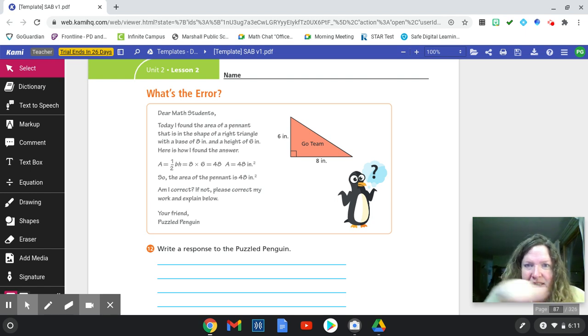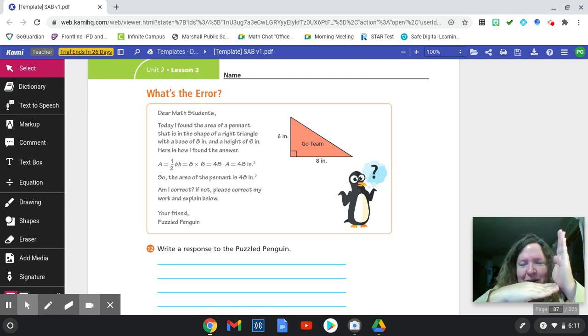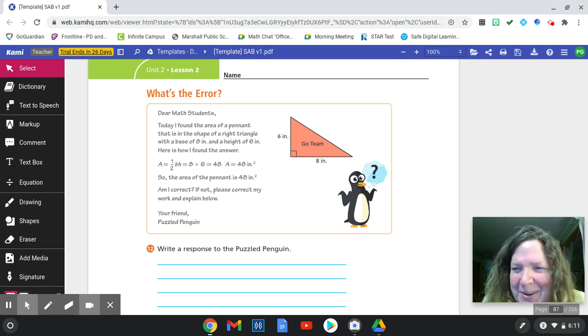So he said the base is 8, the height is 6, so 8 times 6 is 48. Found the area of 48. So, am I correct? If not, please explain. Now, we know our friend Puzzle Penguin is always wrong. So we know that when we hear that, there's something wrong. But wait a minute. 6 times 8, that is 48. I think he's right. He's only partly right.